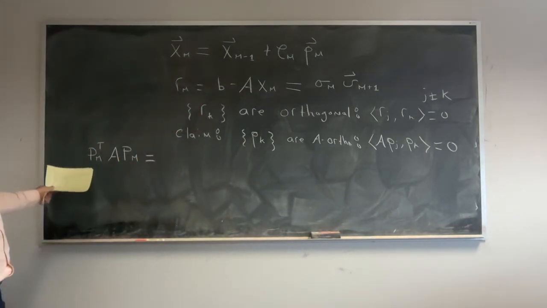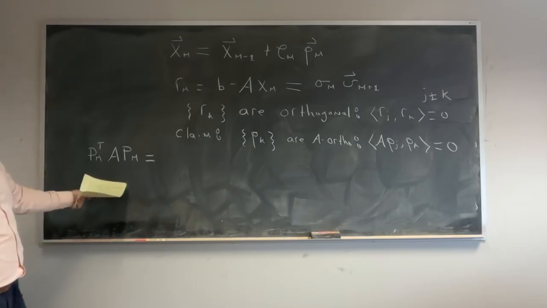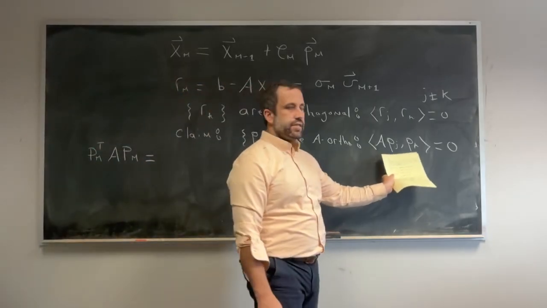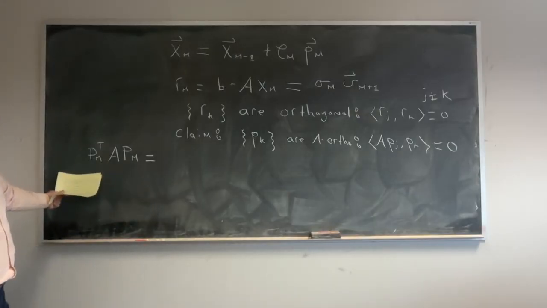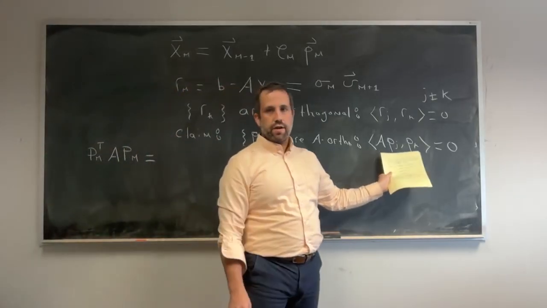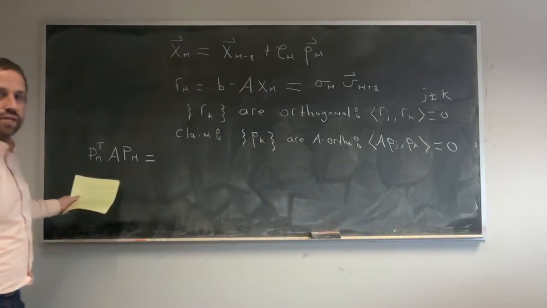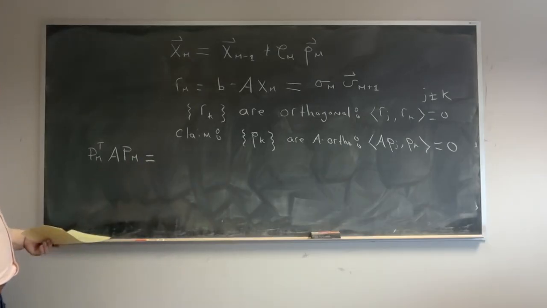So what this is, if you look at the KJ entry here, it's going to be equal to APJPK. So the KJ entry, or JK, because this is going to be symmetric since A is symmetric, the JK entry is going to be equal to this quantity right here. And so we need to show this is a diagonal matrix. So in other words, if K is not equal to J, APJPK is equal to 0. Okay, so how can we do this?